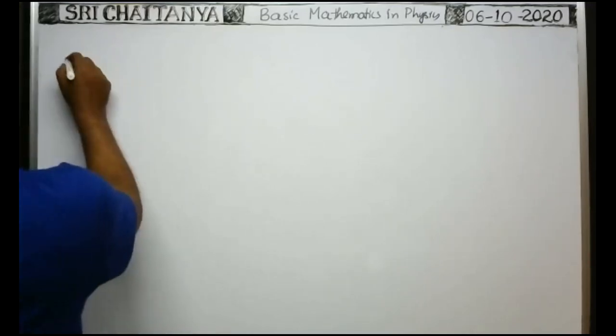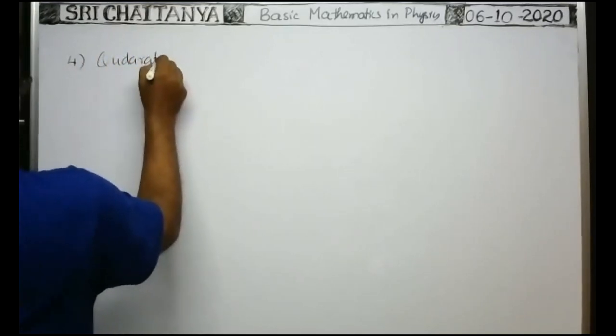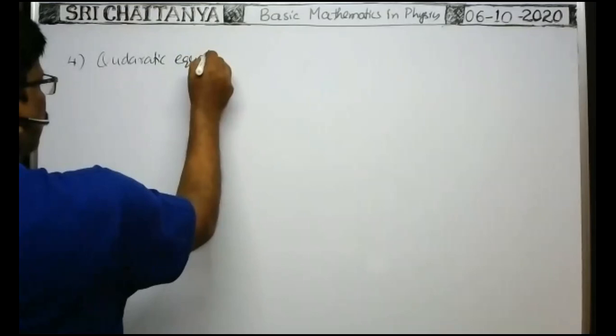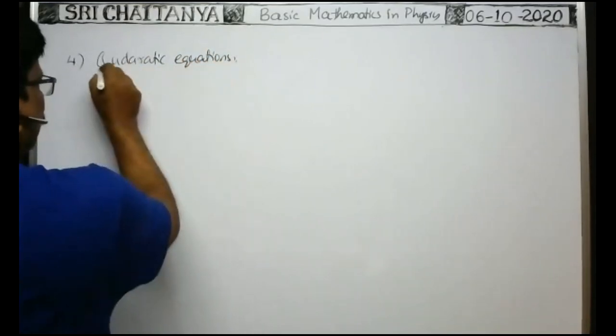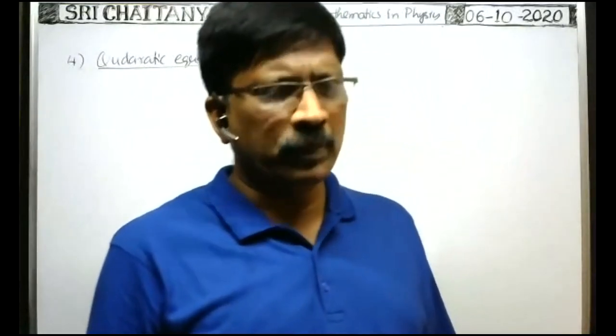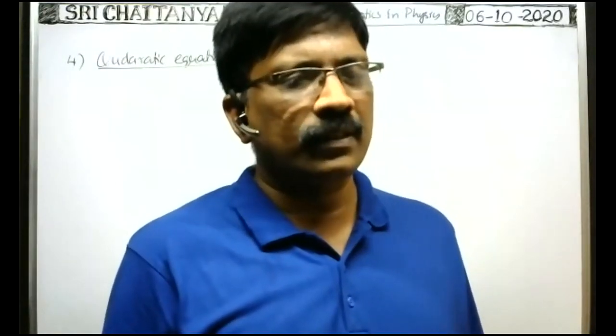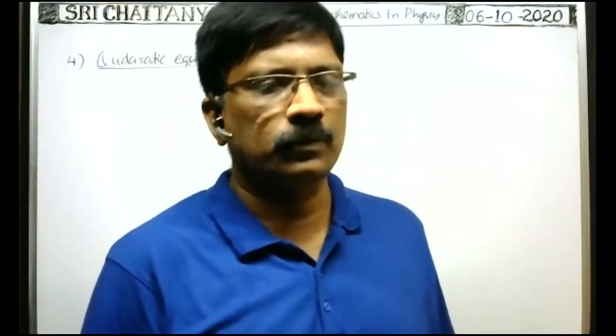Quadratic equations. Fourth one. Because these all are the topics covered in previous standards. That's why I'm telling very fastly. When our subject enters, definitely we'll go slow, somewhat slow. Okay.